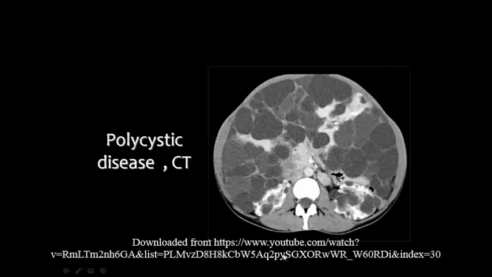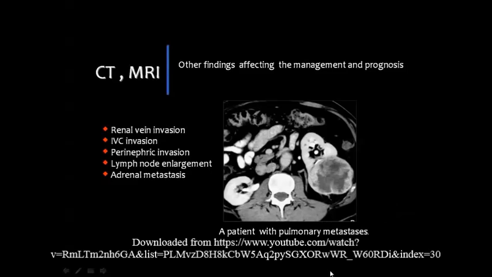Then whenever you see multiple cysts in the kidneys, bilateral, and also in the liver, then you are dealing with polycystic disease. And this polycystic disease can be diagnosed if you can see multiple cystic lesions in the liver as well as in both kidneys, and sometimes you see them in the pancreas as well. But if you see a solid mass in the kidney, you are in the diagnosis of renal cell carcinoma.